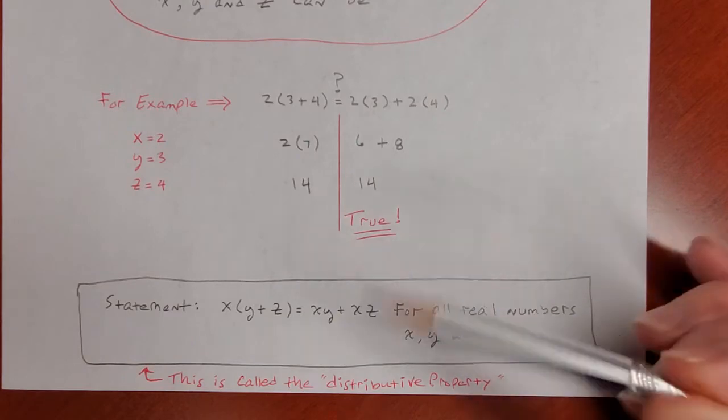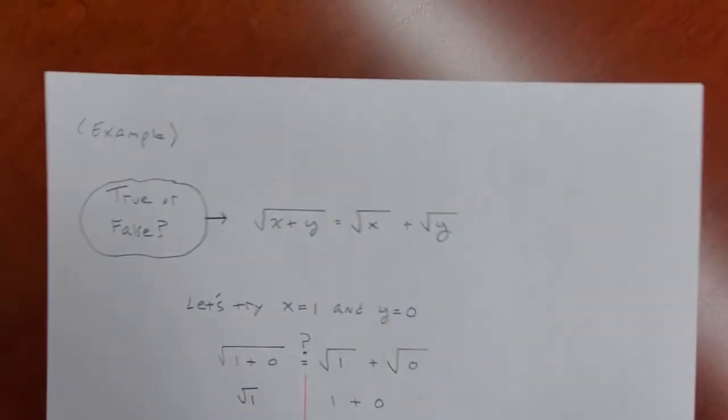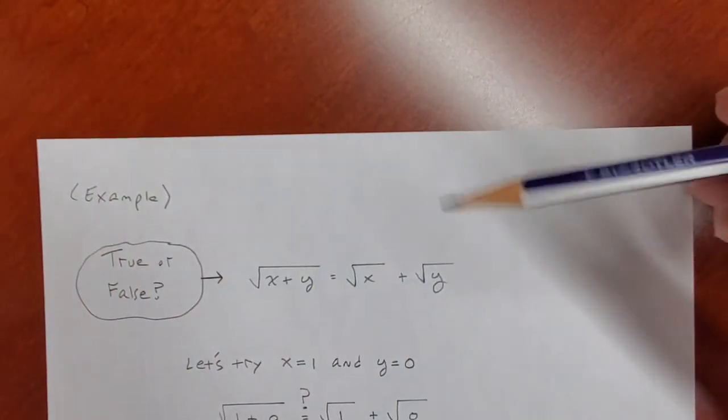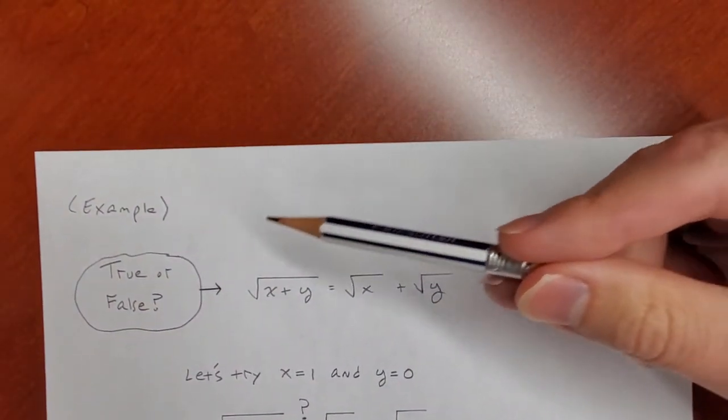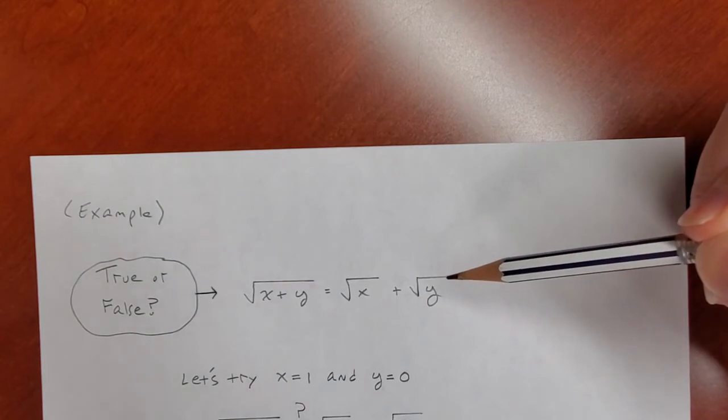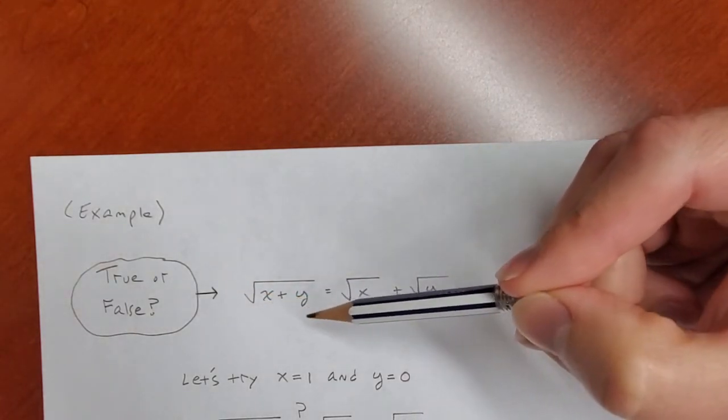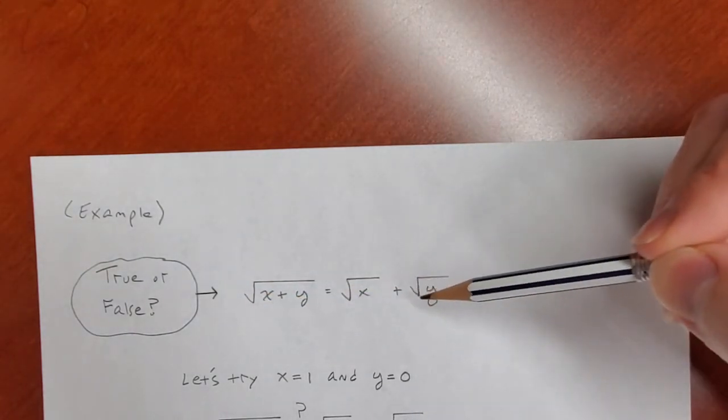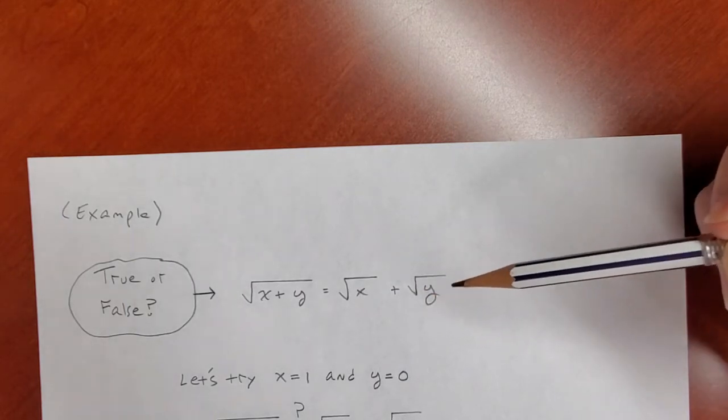Now let's look at another one to compare with. What about this one? Is that true or false? In calculus, I see lots of people do stuff like this: the root of one number plus another is the root of the first number plus the root of the second number. It seems like it might be true.